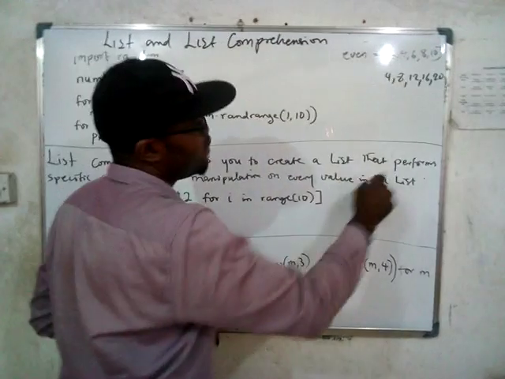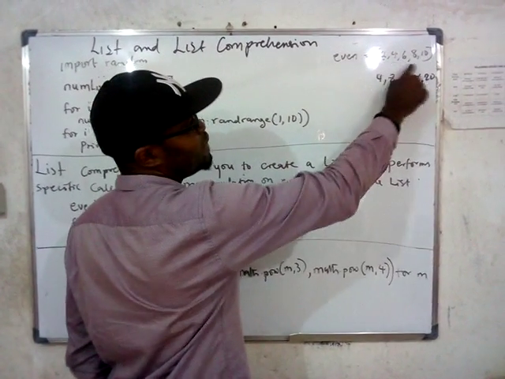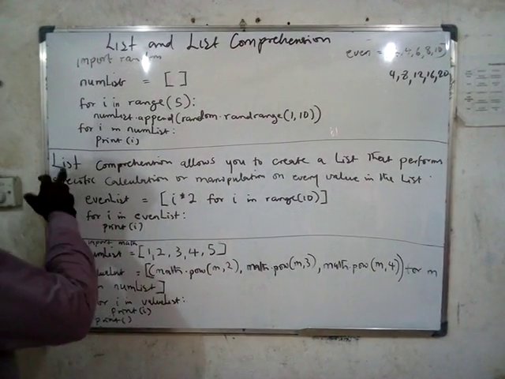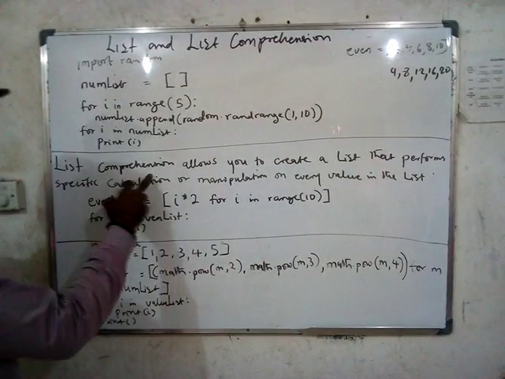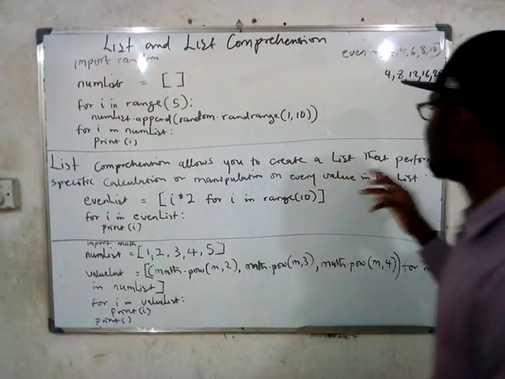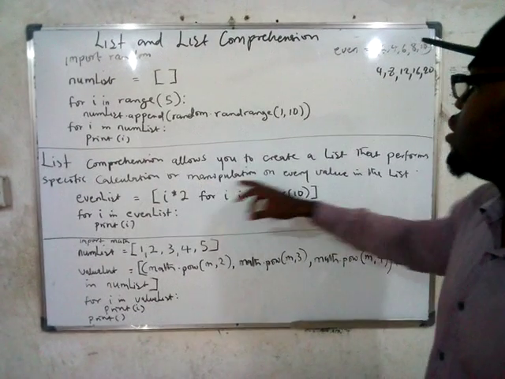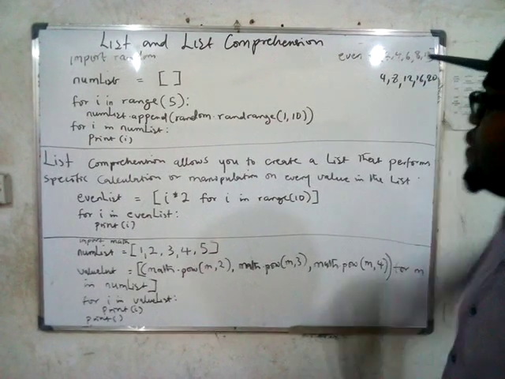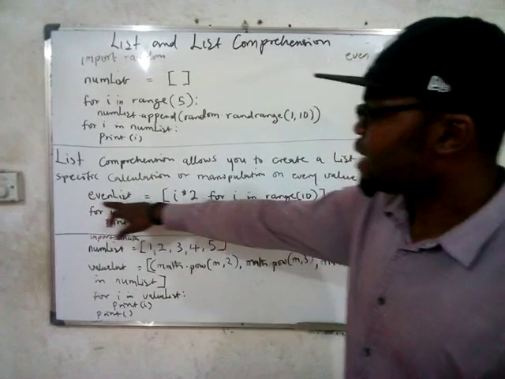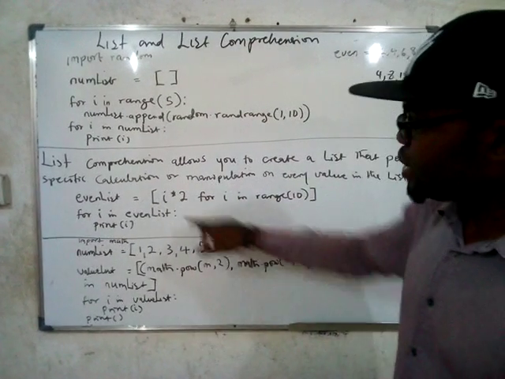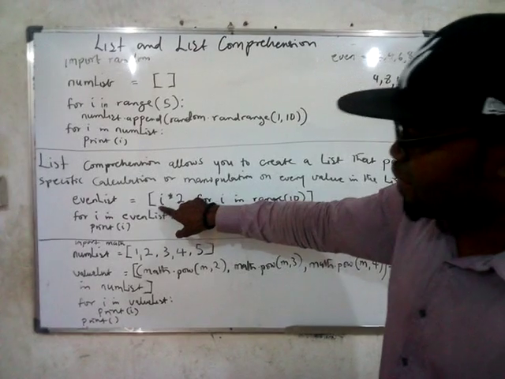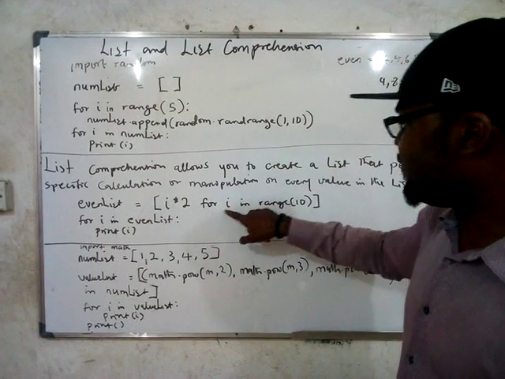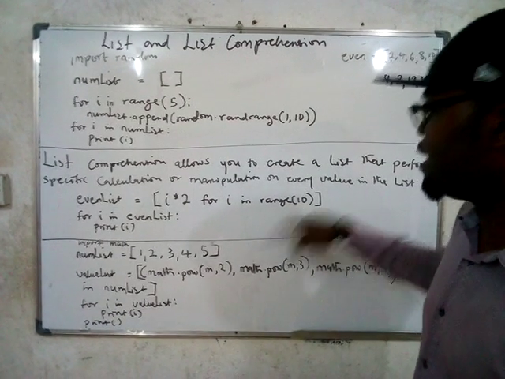Whenever you want to manipulate the values of a list, you want to do the same thing on all the values of a list, you use what we call list comprehension. Because list comprehension allows you to create a list that performs specific calculation or manipulation on every value. So this is an example. Even list is equal to, you want to multiply every member of this even list by 2. I times 2 for every I in the range of 10.